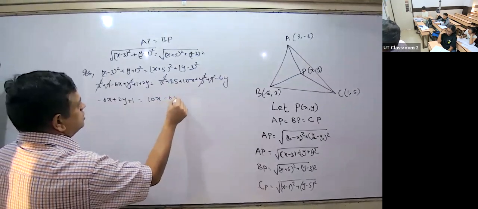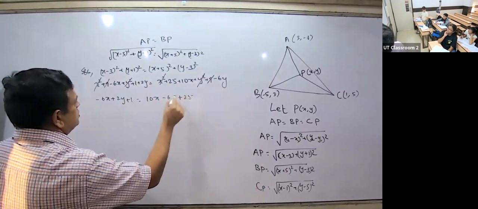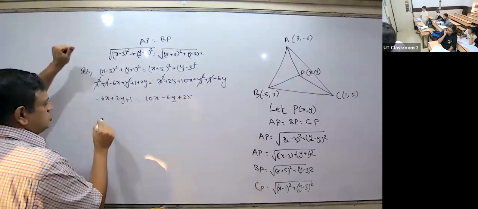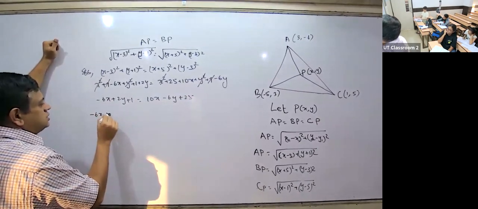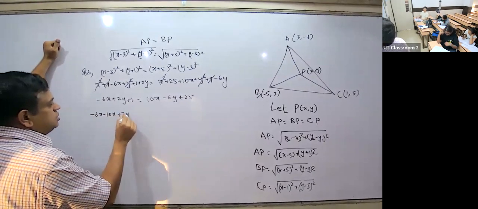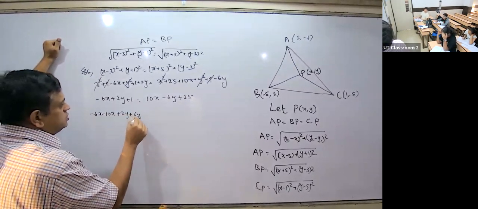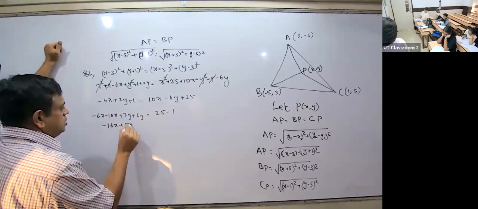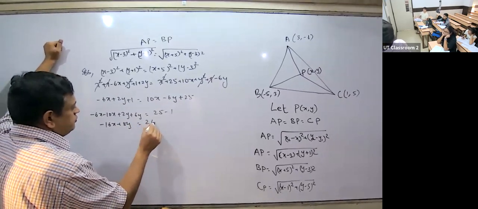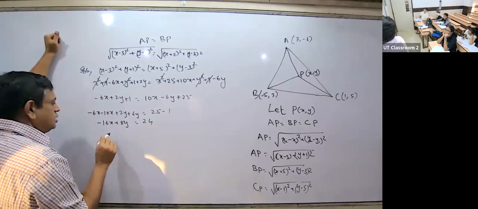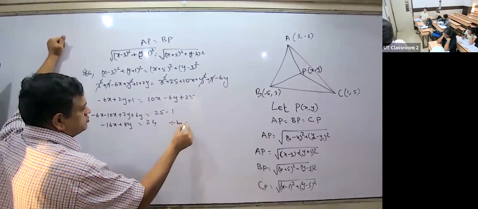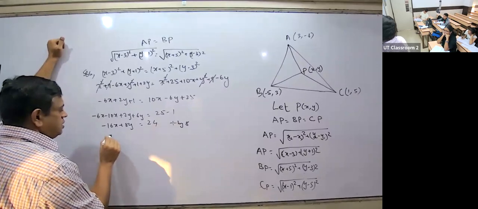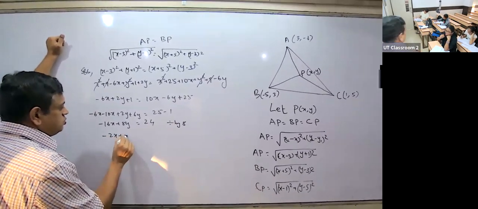We will bring this over here: minus 6x minus 10x, plus 2y plus 6y, equal to 25 minus 1. This is minus 16x plus 8y is equal to 24, divided by 8. So we get minus 2x plus y is equal to 3. Equation number 1.